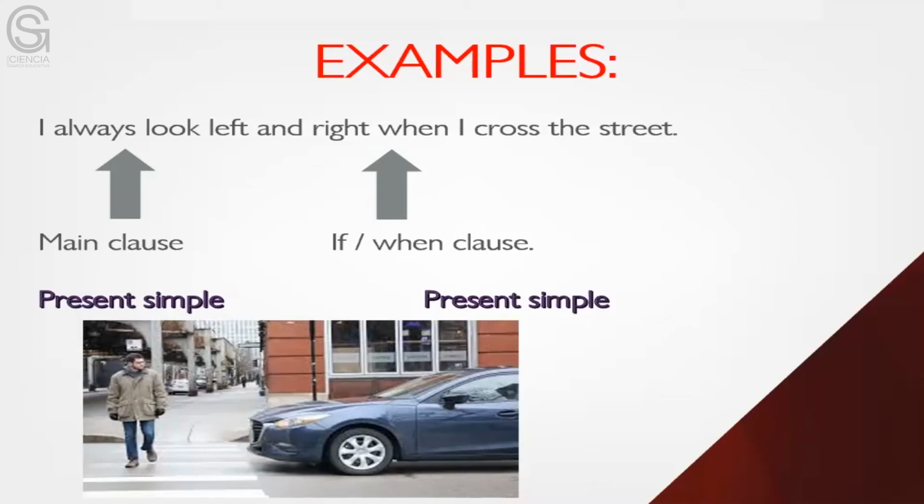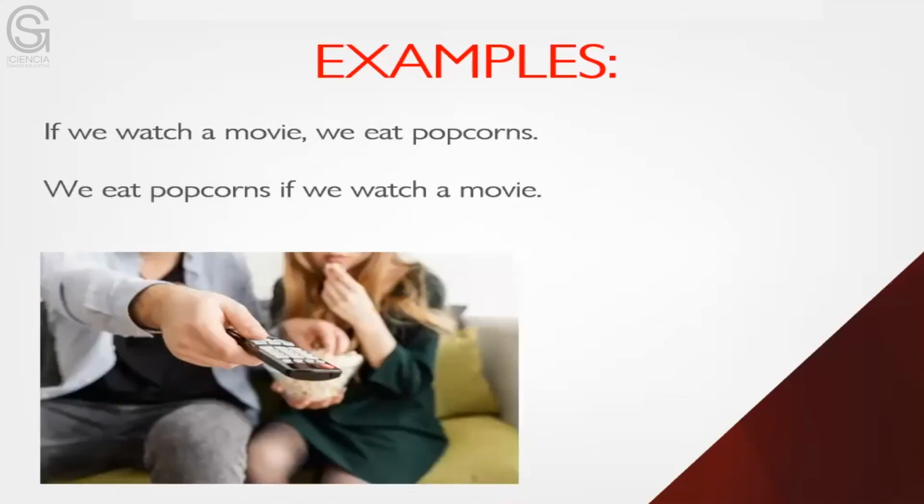Now I am going to continue explaining some other examples. If we watch a movie, we eat popcorn. Look at that. In the first sentence, I am using the comma. If we watch a movie, there's a comma over there, we eat popcorn.